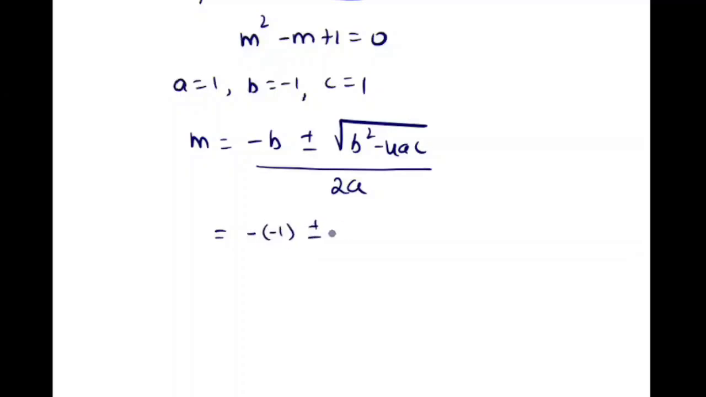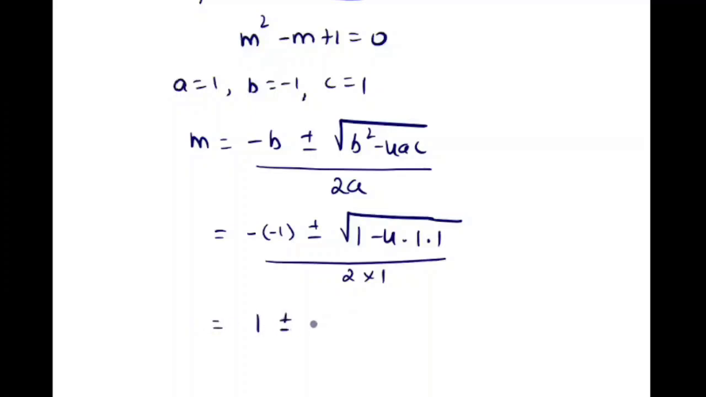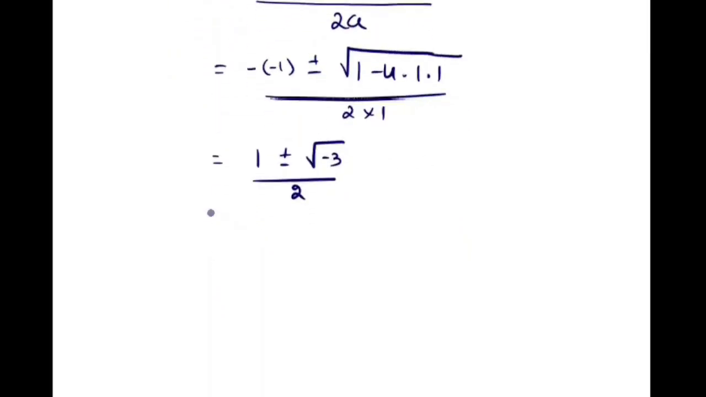Now substitute all the values. Minus of minus 1 plus or minus square root of b square, which is 1, minus 4, a is 1, c is 1, divided by 2 into 1. So this is 1 plus or minus square root of 1 minus 4, which is minus 3, divided by 2. Are you getting this? We have already seen this in high school. So this is 1 plus or minus root 3i divided by 2. I will separate the denominator: 1 by 2 plus or minus root 3 by 2 i, because root of minus 1 is i and root 3 stays as it is.